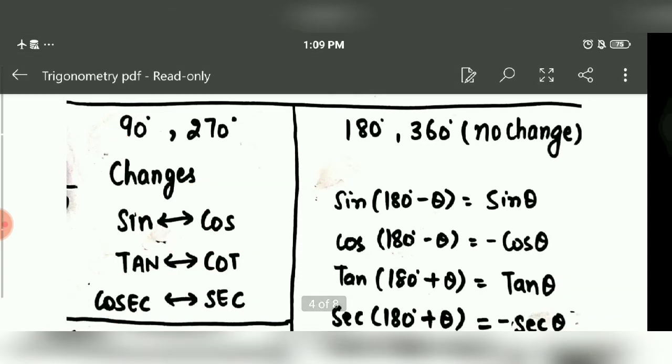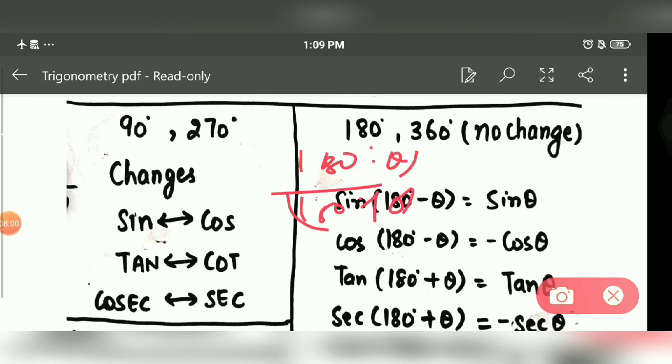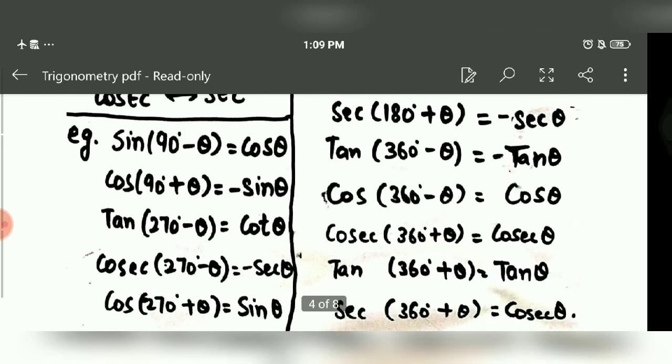But if the angles are 180 minus theta, 180 plus theta, 360 minus theta, and 360 plus theta, in that case there is no change. Sine is going to be sine, cos is going to be cos, tan is going to be tan, secant is going to be secant. But the positive or negative sign depends upon the quadrant in which the angle is lying, whether it is a positive or a negative quadrant.